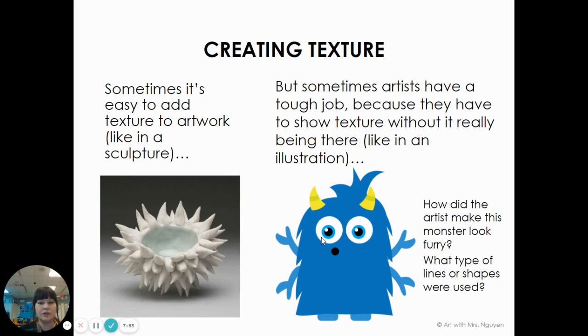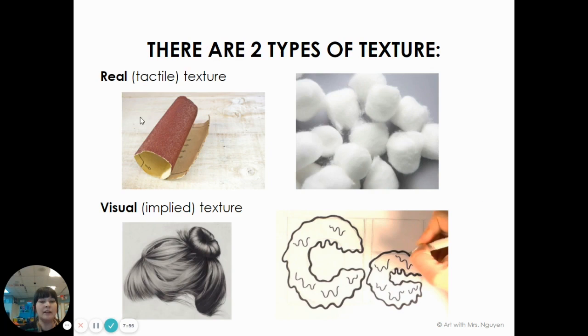These two types of textures each have a name. The kind where you can actually touch and feel the texture is called real texture. The kind of texture that looks like it might feel like hair or slime, but it's actually flat, it's just a drawing, is called visual texture because you just look at it with your eyes.